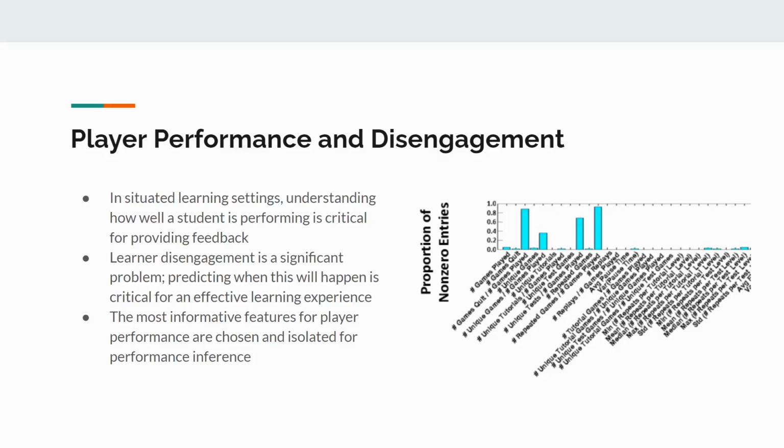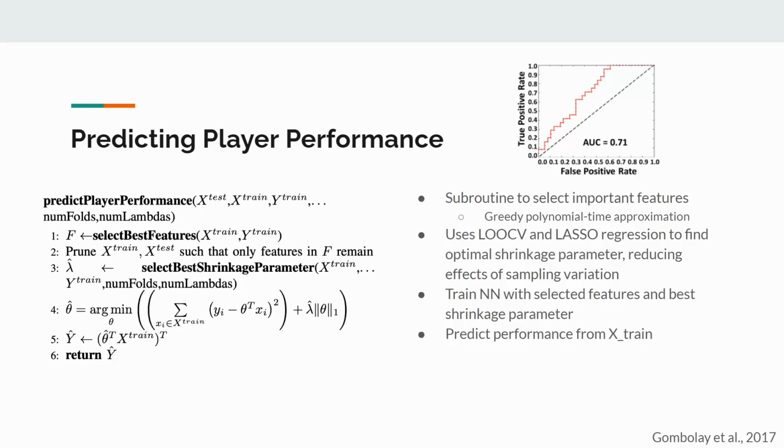So in order to address this, the paper first finds the most informative features for player performance using a select best features algorithm within their predict player performance algorithm. So first, there's a subroutine to select the most important features. It is a greedy polynomial time approximation algorithm that finds the best features by selecting the most informative feature and then dropping potentially the least informative feature.